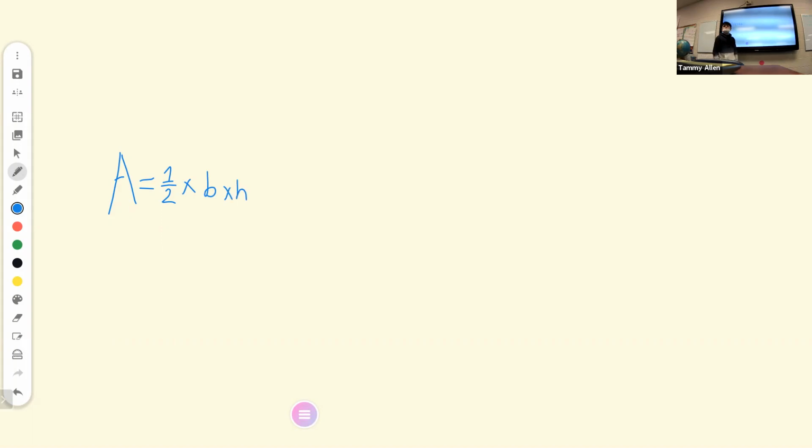So the next step underneath that, A equals 1/2. What was the measure of the base, everybody? 2. What was the measure of the height? 2. This is one of the hard ones because the numbers were the same, right?